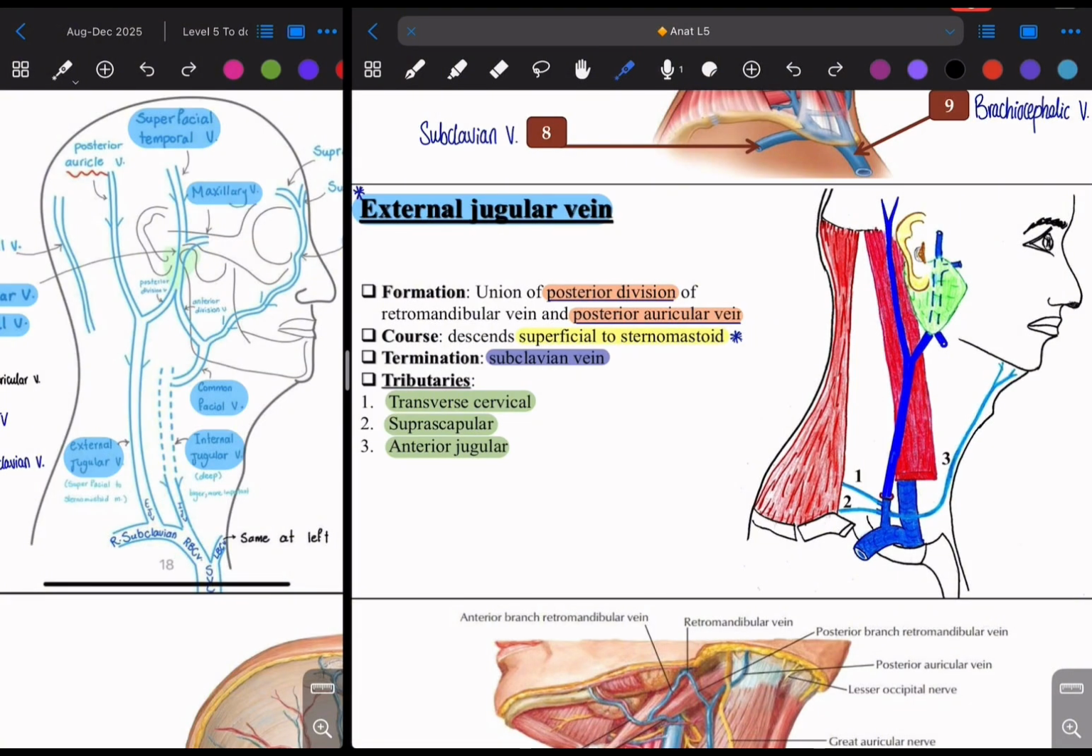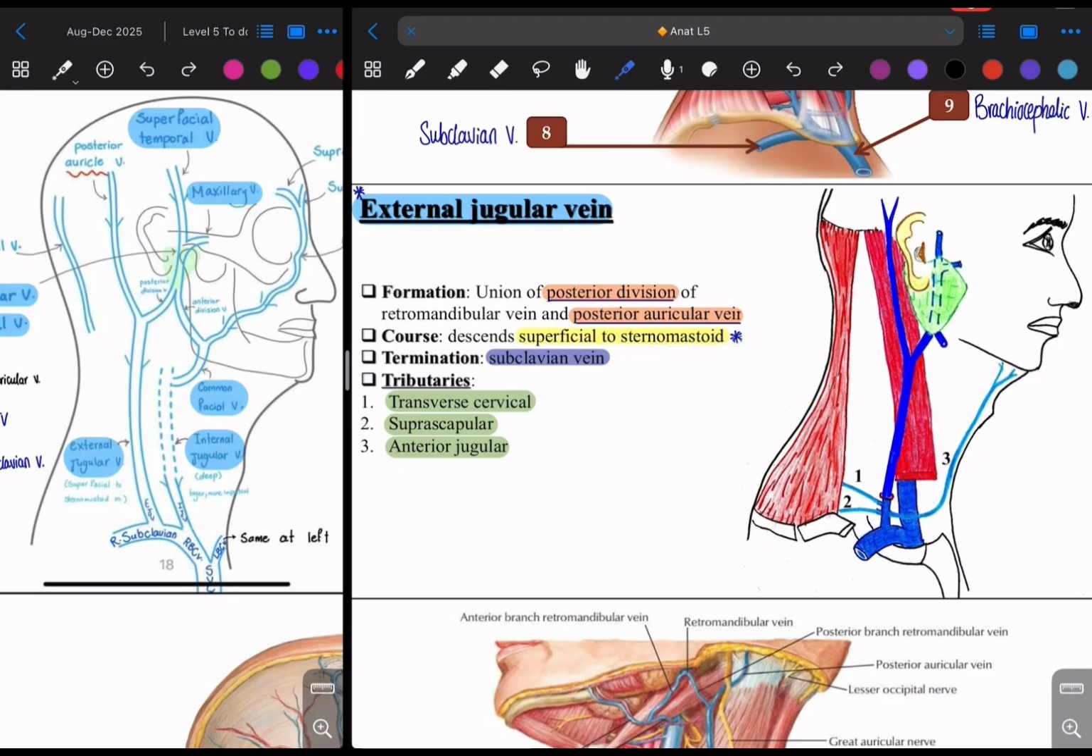Or the external jugular vein is superficial to which of the following muscles? It's going to be the sternomastoid muscle. Okay? So once you see sternomastoid muscle, immediately it's the external jugular vein. Because this is the muscle here and it's right in front of it. So that's why it's superficial, descending in front of it. It's descending in front of the sternomastoid muscle.